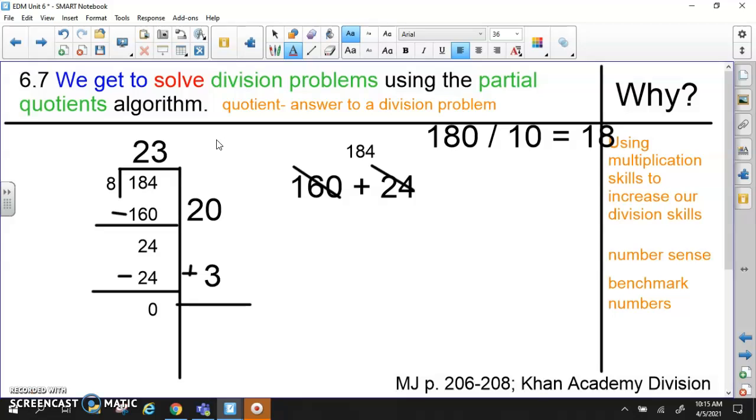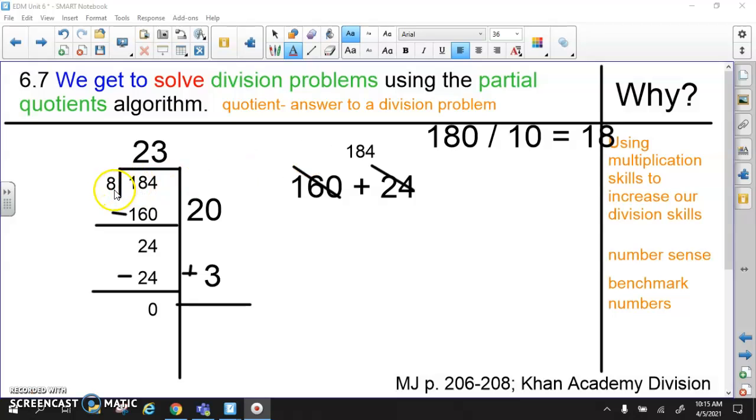So you're going to work on the rest of 206 and 207 and finish 208 today. It was 6.7. We're getting to solve division problems using that partial quotients algorithm. Quotient being the answer to a division problem, and partial meaning that we're pulling the number that we're dividing into different parts so that we can more easily work with them. Was our estimate awfully close? It was pretty close. It wasn't totally off, but 18 is close to 23.